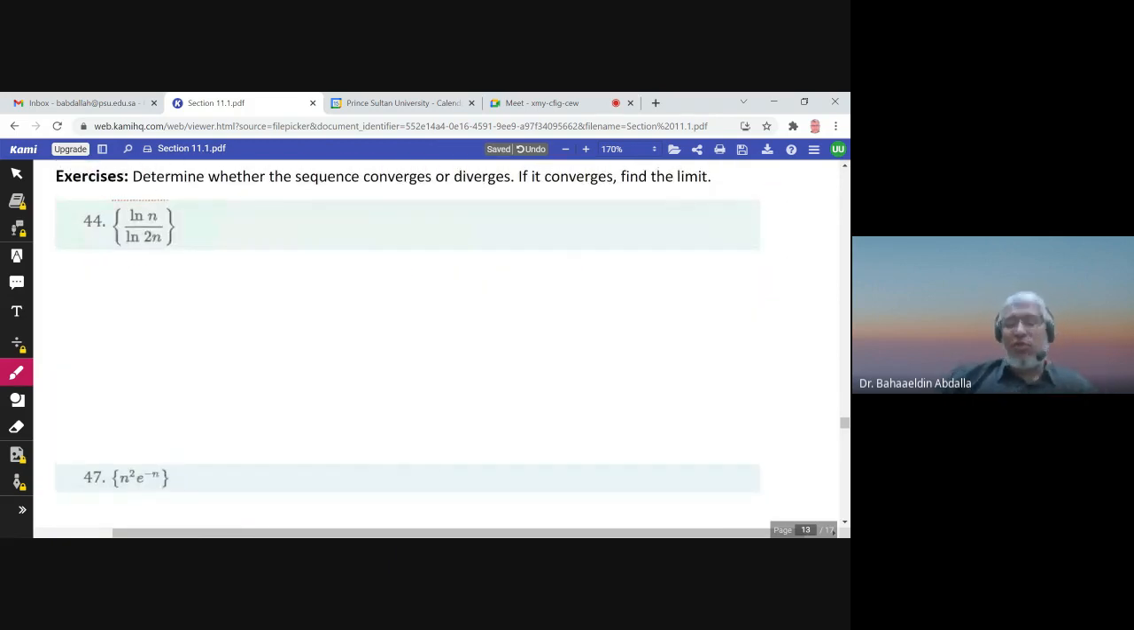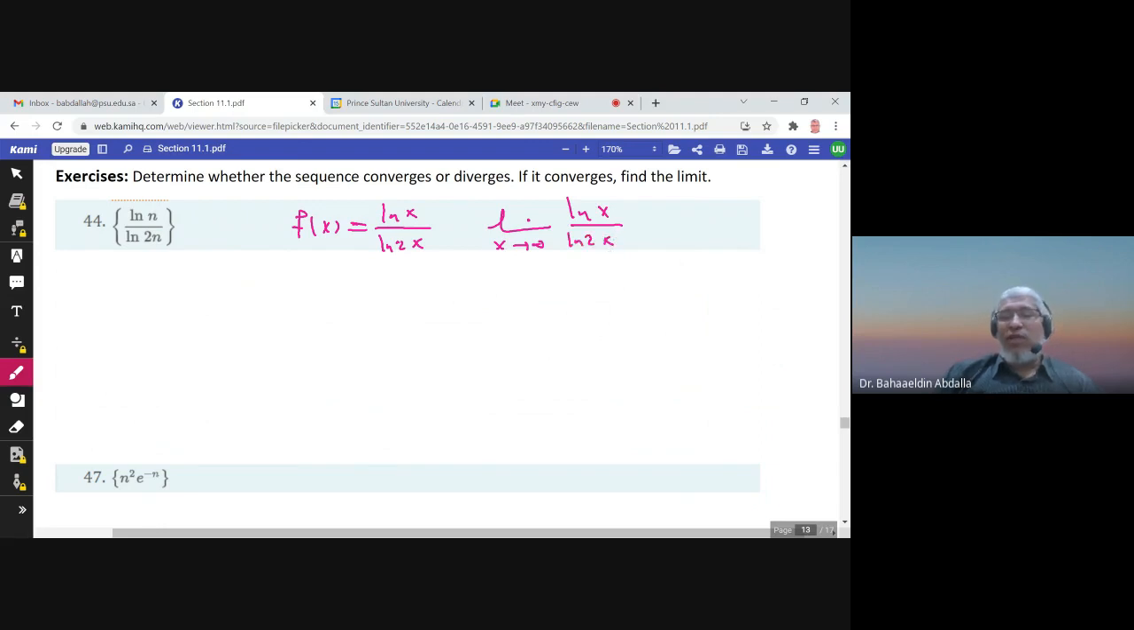Determine whether the sequence converges or diverges. If it converges, find the limit. Well, I'll find the limit immediately. If I find the limit here, look, ln infinity over ln infinity, it will be infinity over infinity. So I consider the function f of x equals ln x over ln 2x, and I start finding the limit when x approaches infinity of this function.